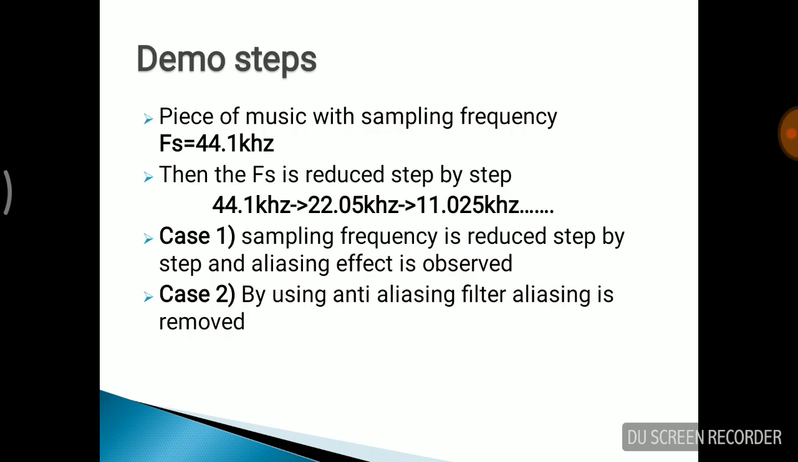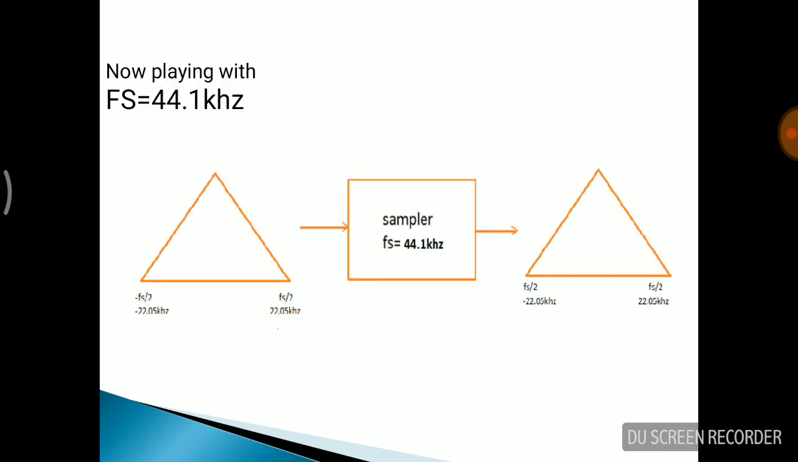We have two cases. In case 1, we are going to play the piece of music with reduced sampling frequency which contains aliasing. And in case 2, we are going to play the same music with reduced sampling frequency, but we will use an anti-aliasing filter. Now let's get started with the demo.